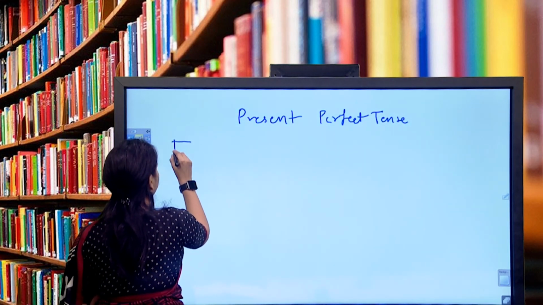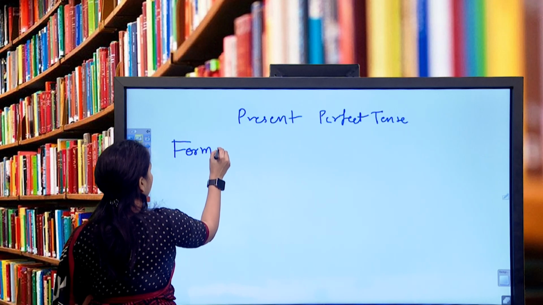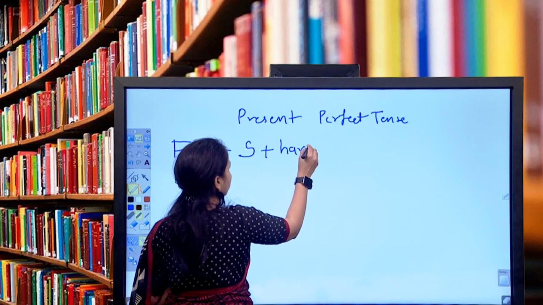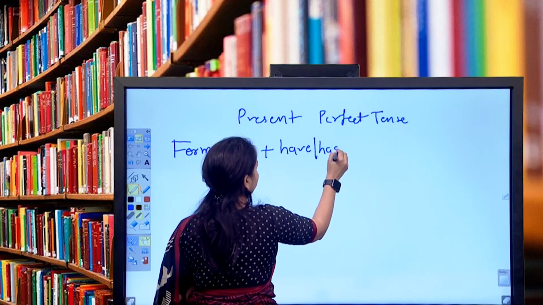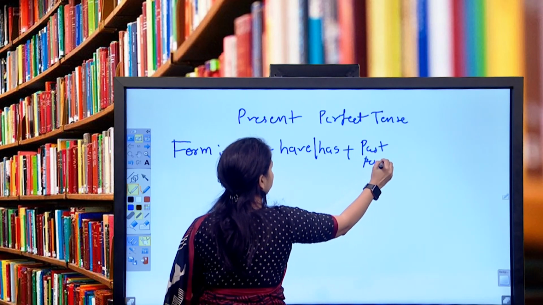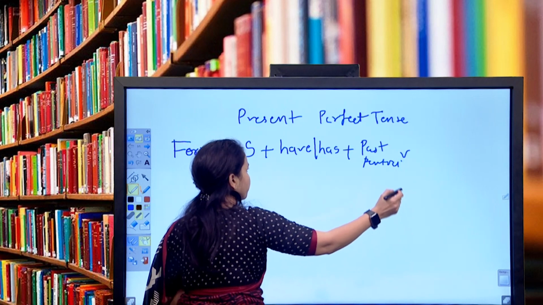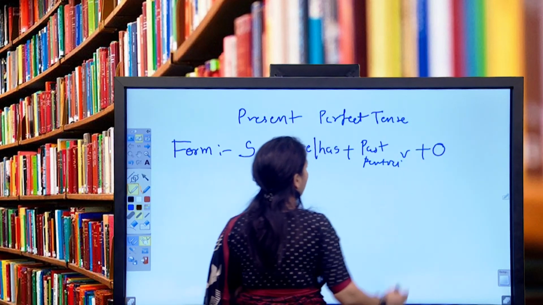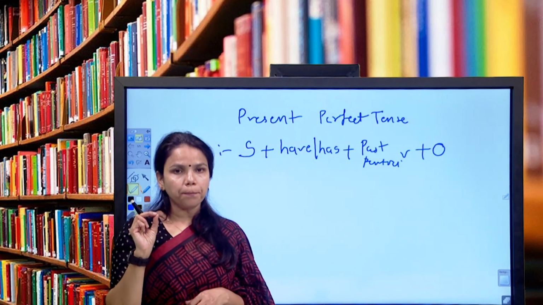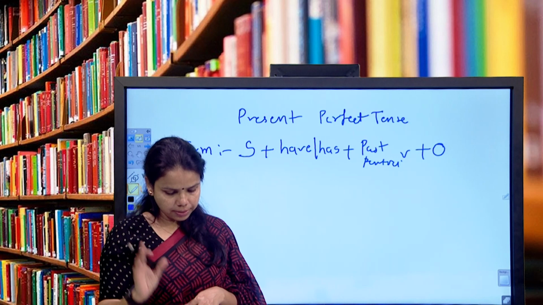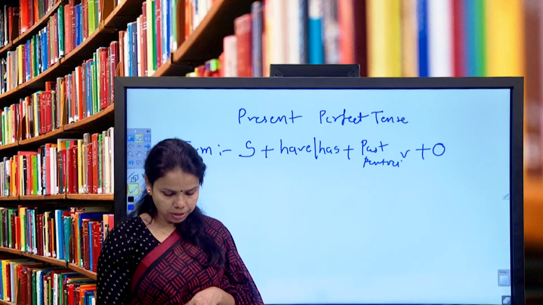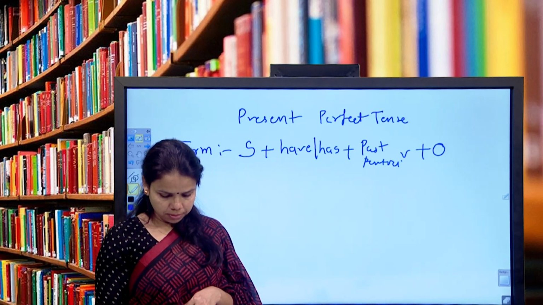What is the form of this tense? Subject, have or has, past participle form of the verb, plus object, right. This is the form of present perfect tense. I will just give you 2 or 3 examples, so you will have more clarity about it.